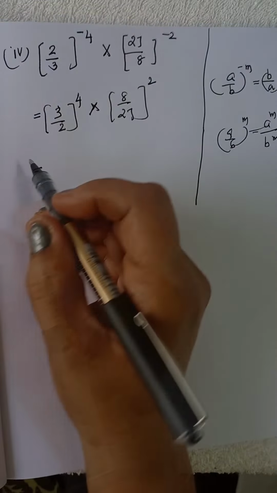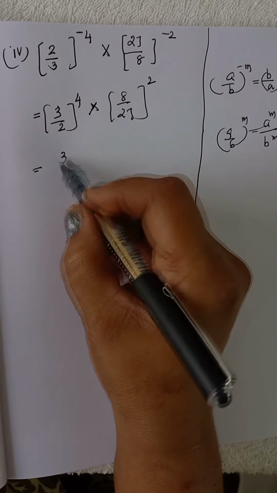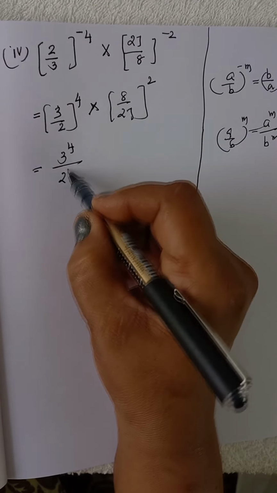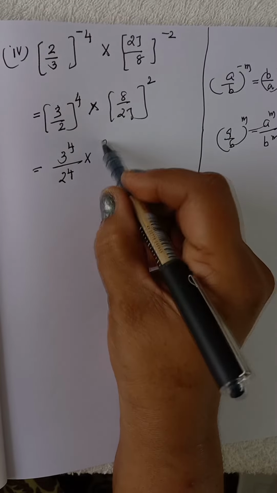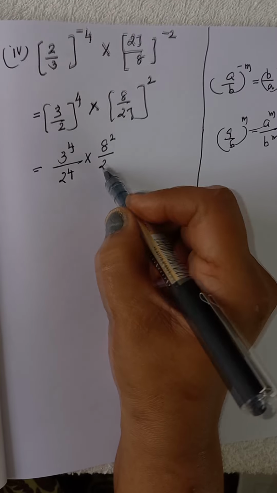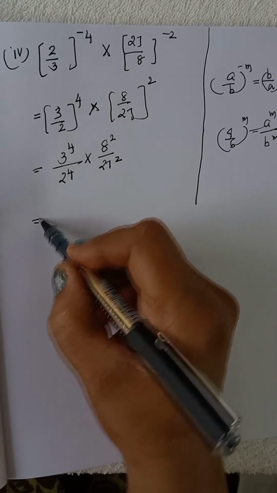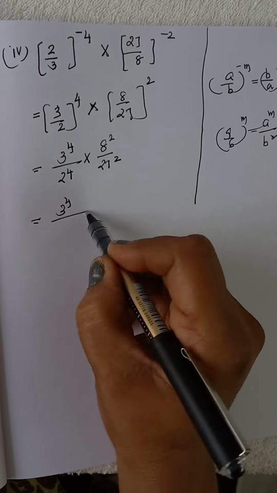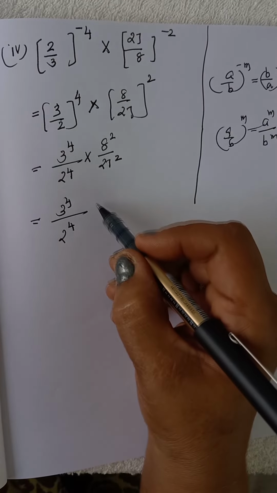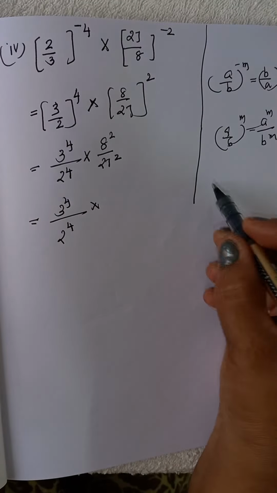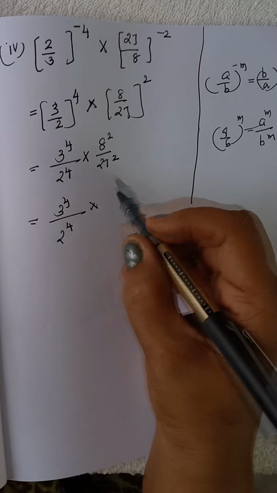Quotient law. So this is equal to 3 raised to 4 by 2 raised to 4 into 8 raised to 2 by 27 raised to 2. That is equal to 3 raised to 4 by 2 raised to 4 into, this 8 means 2 into 2 is 4, 4 into 2, so 8.